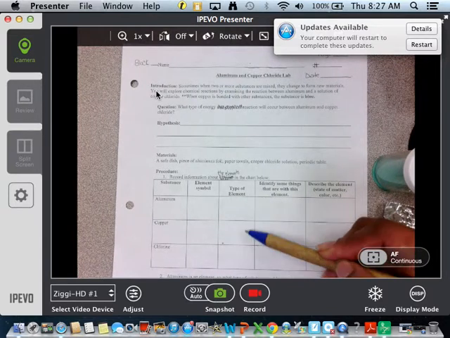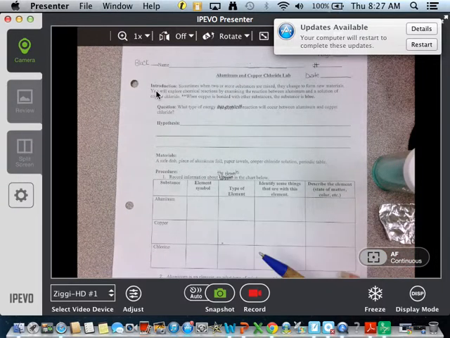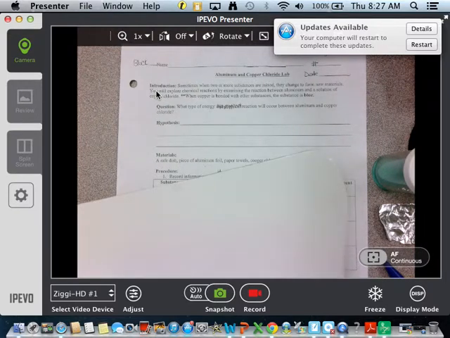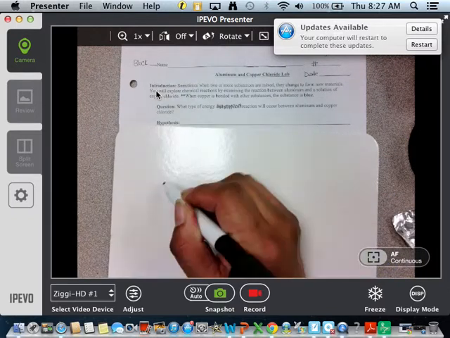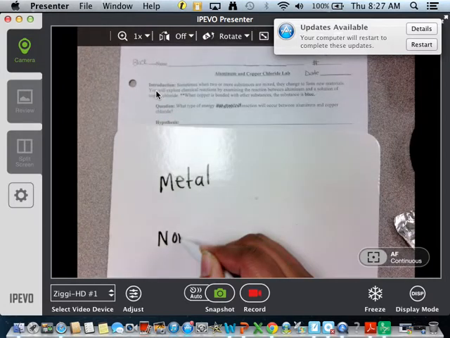In the second box, you're going to write the type of element. Now, before you go on with that, there are three types of elements that you've learned. Look through your notes and raise your hand when you find the three types of elements. Joel. Metalloid. So he told me you have metal, non-metal, and metalloid.